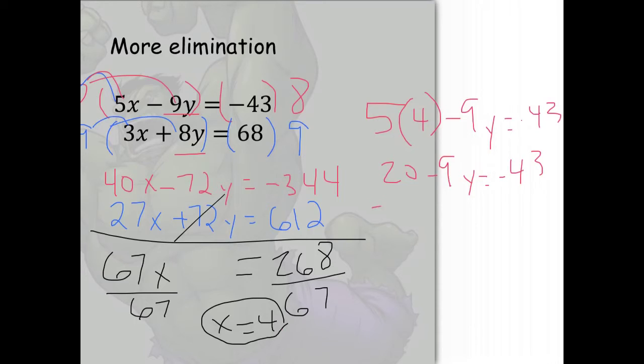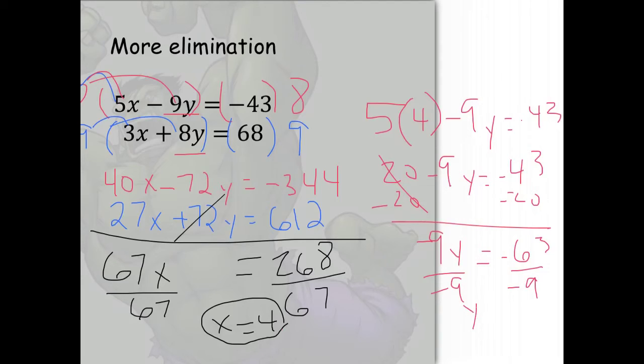Okay, we can solve for y by getting the variable alone. Let's see, so this is a wha. Negative 43 minus 20 is negative 63. Negative 9y, we divide both sides by negative 9. And we get y is equal to, negative divided by negative is positive, y is equal to positive 7. So we have a correct answer here of an ordered pair of (4, 7). Yay, we did it.